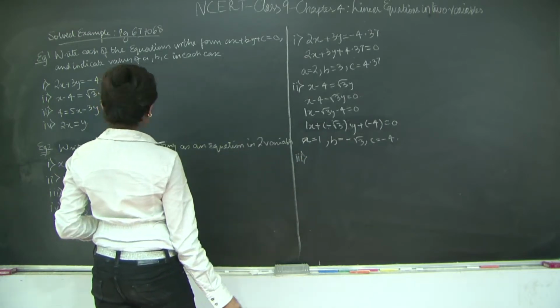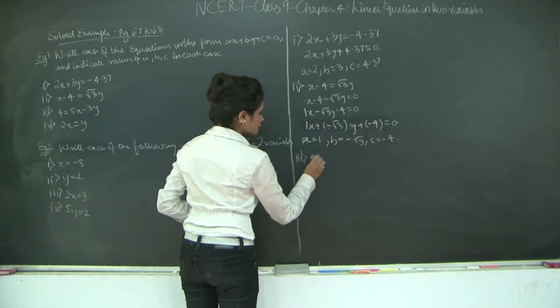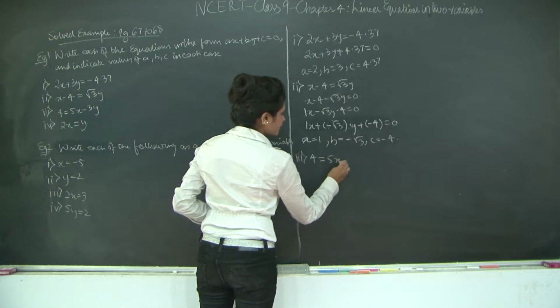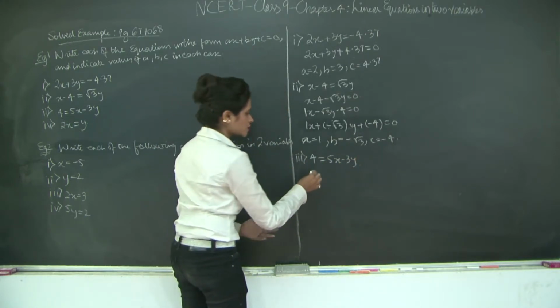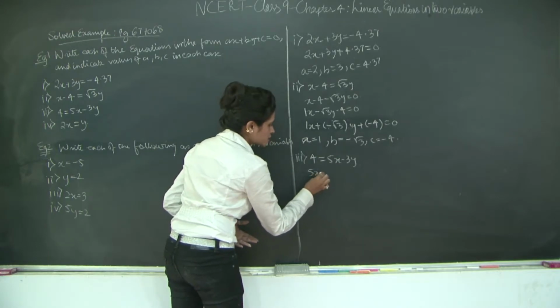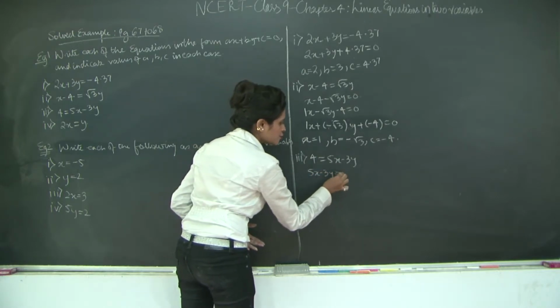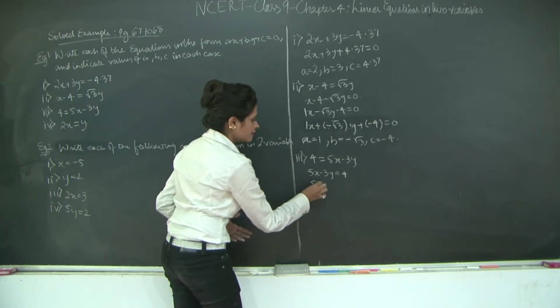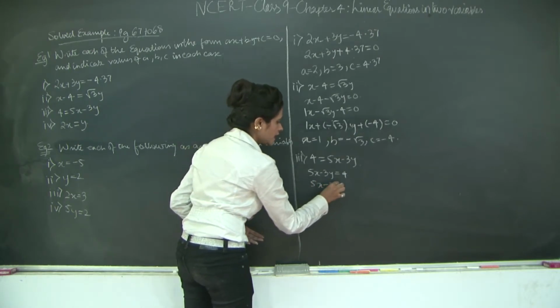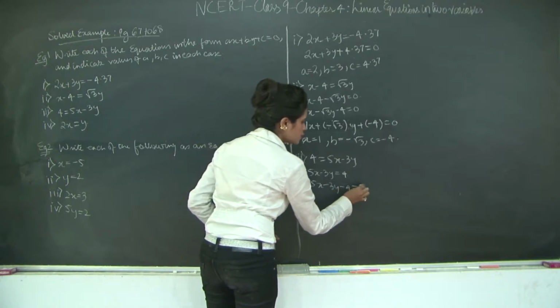I have 4 is equal to 5x minus 3y. So I'll just swap the LHS with the RHS, so the signs will remain unchanged. So I have 5x minus 3y is equal to 4. Now I bring my 4 to the left hand side. So this will be 5x minus 3y minus 4 is equal to 0.